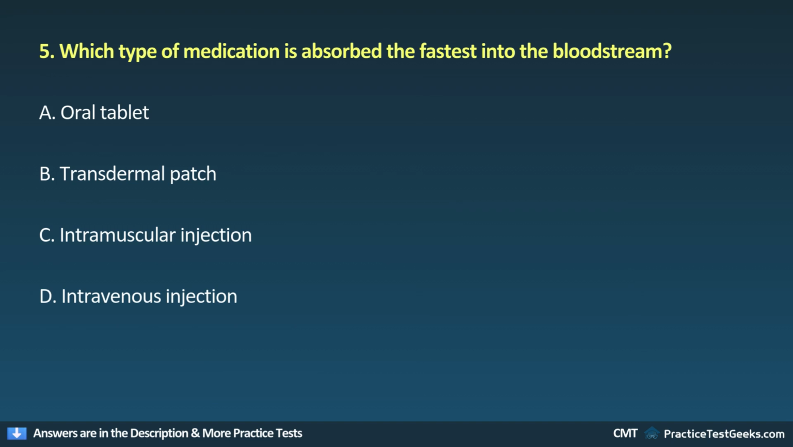5. Which type of medication is absorbed the fastest into the bloodstream? A. Oral tablet. B. Transdermal patch. C. Intramuscular injection. D. Intravenous injection.